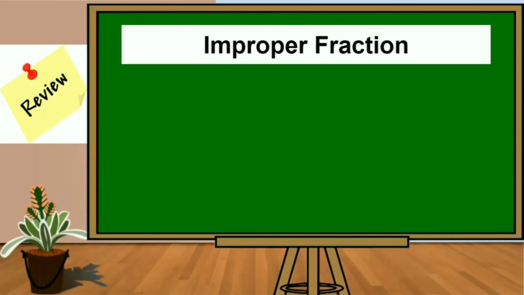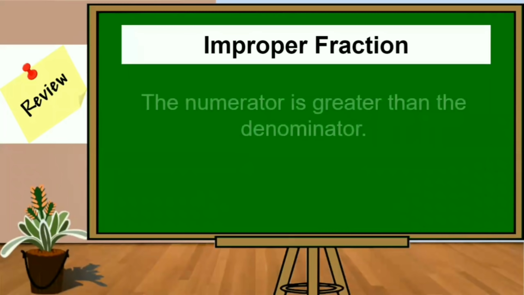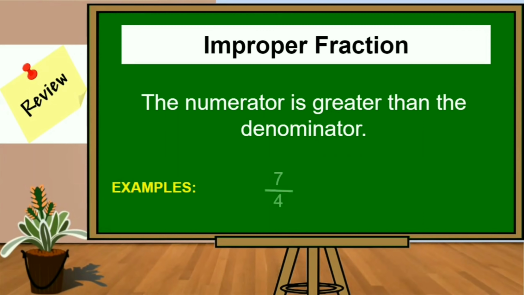On the other hand, improper fraction is the reverse of proper fraction because its numerator is greater than the denominator. Examples are 7/4 and 14/5. As you can see, 7, which is the numerator, is greater than 4, the denominator, and 14 is also greater than 5. They are examples of improper fraction.